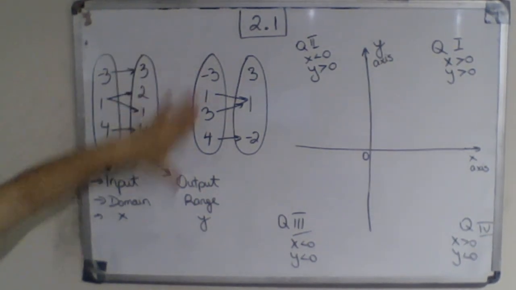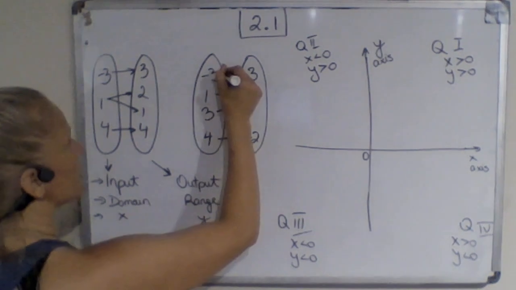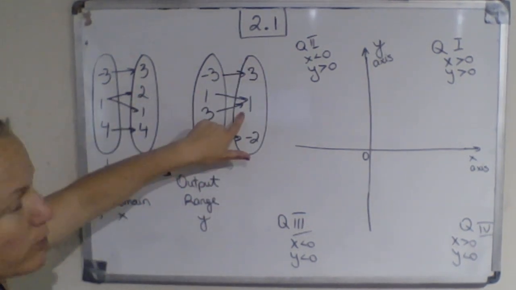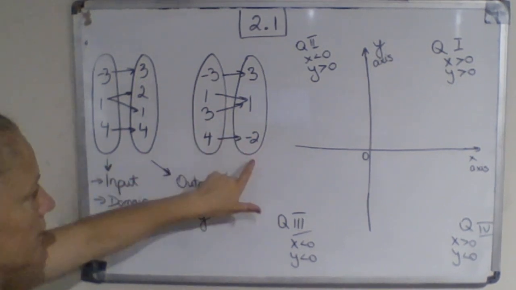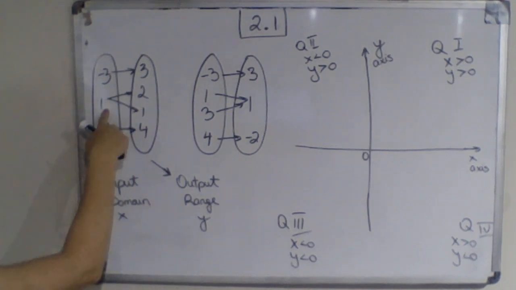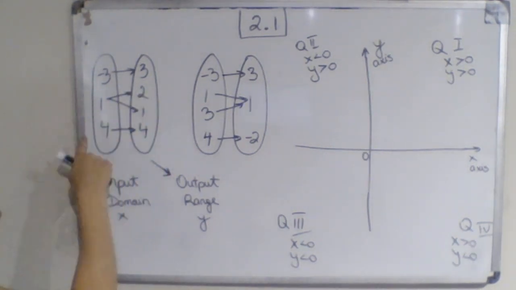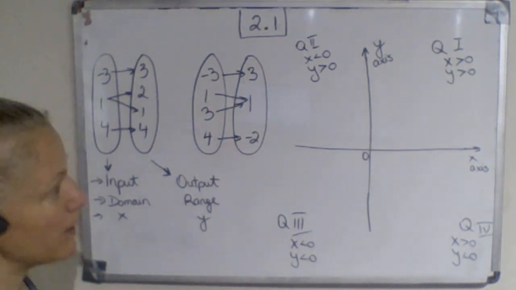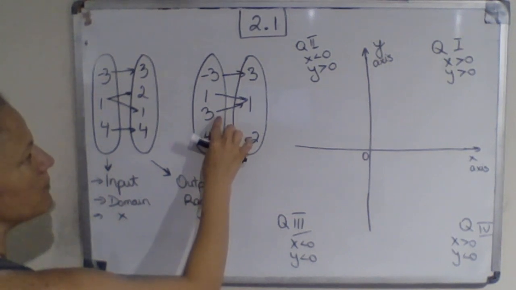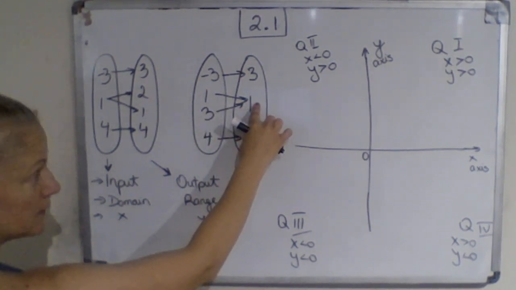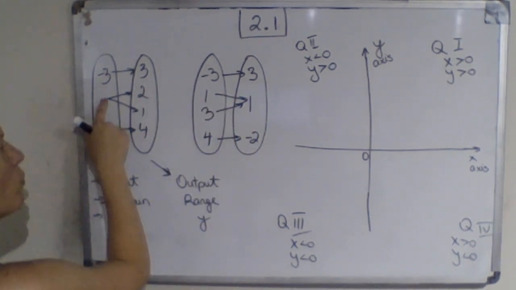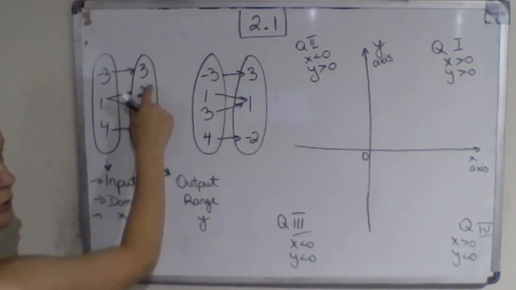We have a second mapping here. -3 goes to 3, 1 and 3 both point to 1, and 4 points to -2. We talked about this in class. As soon as you see two arrows leaving from one x to two different y's, that is not a function. We'll talk in a second about the vertical test. It doesn't matter if you have two arrows pointing to the same y. You just cannot have one x pointing to two different y's.